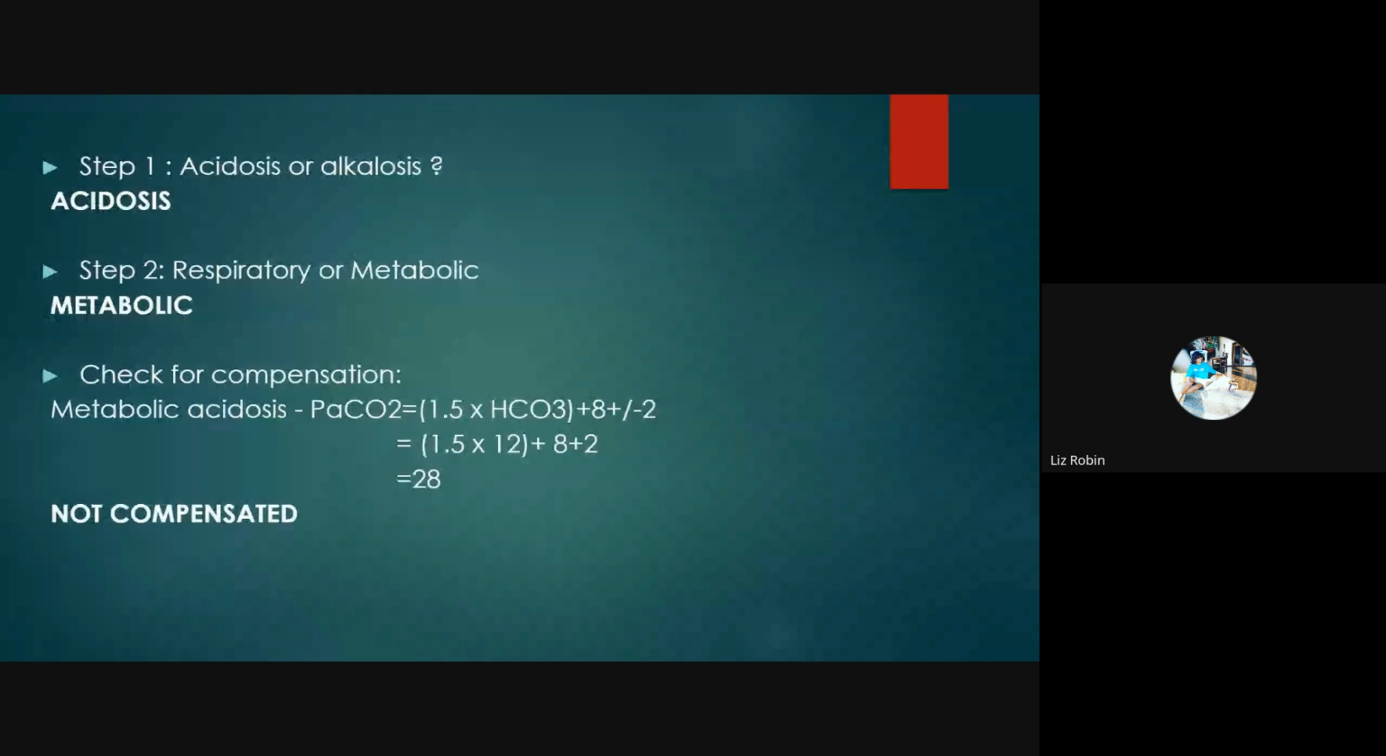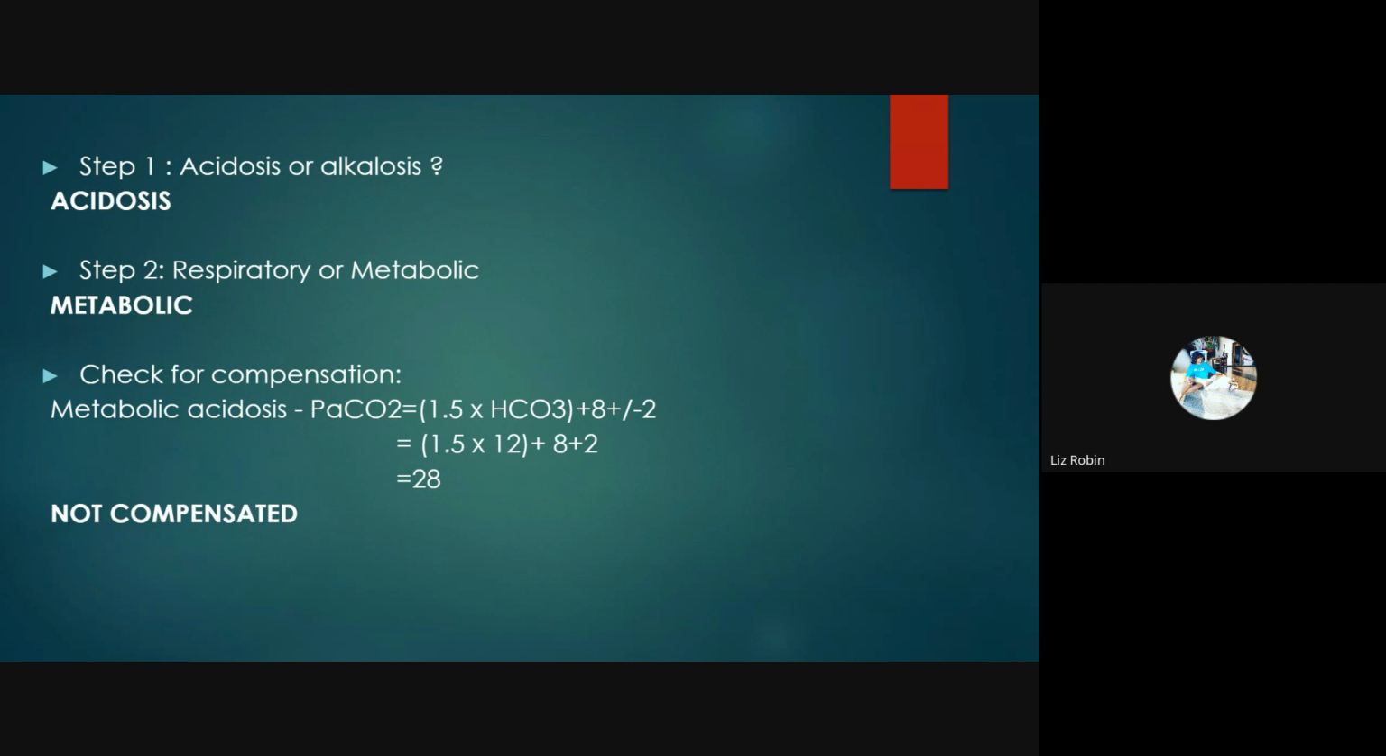Okay. So step 1, basically identify what the pH was. The pH was 7.13, indicative of acidosis. Since both the pH and the PCO2 were dropping, in the same direction, it's suggestive of metabolic. Next you check for compensation. The formula is PaCO2 = 1.5 × bicarb + 8 ± 2. I got 28, but the PCO2 was 33.9, suggestive that no compensation occurred.